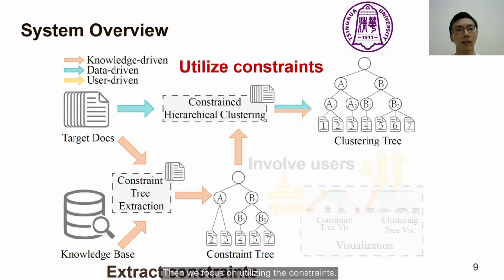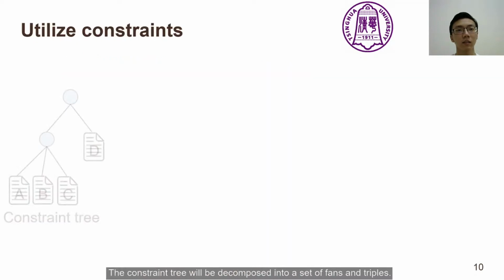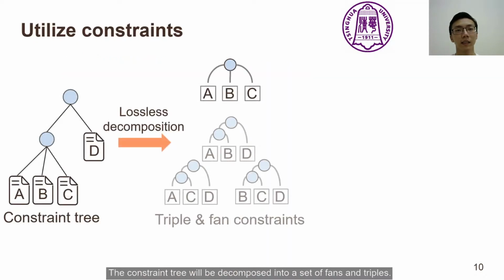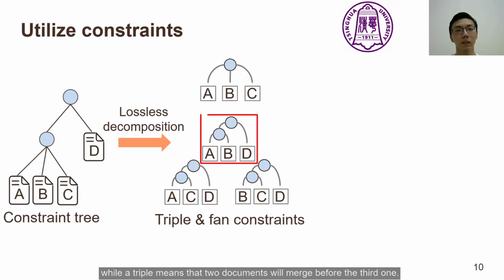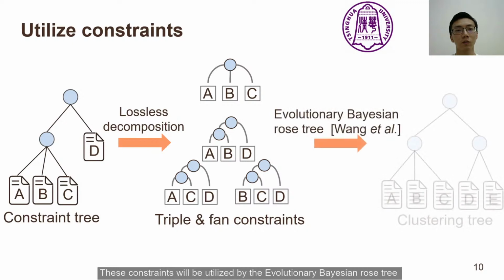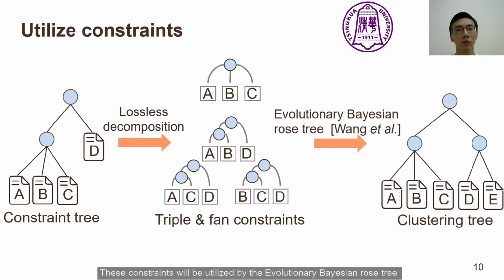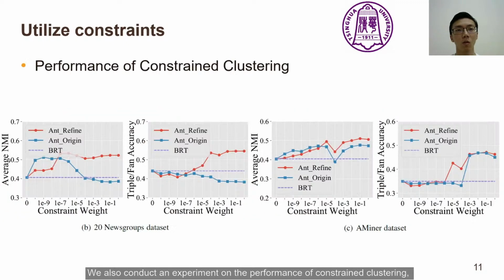Then we focus on utilizing the constraints. The constraint tree will be decomposed into a set of fans and triples. A fan means that 3 documents will merge together, while a triple means that 2 documents will merge before the third one. These constraints will be utilized by the evolutionary Bayesian rose tree when generating the clustering tree for all documents. We also conduct experiments on the performance of constraint clustering, and the result shows that the proper constraints can improve the quality of the clustering tree.